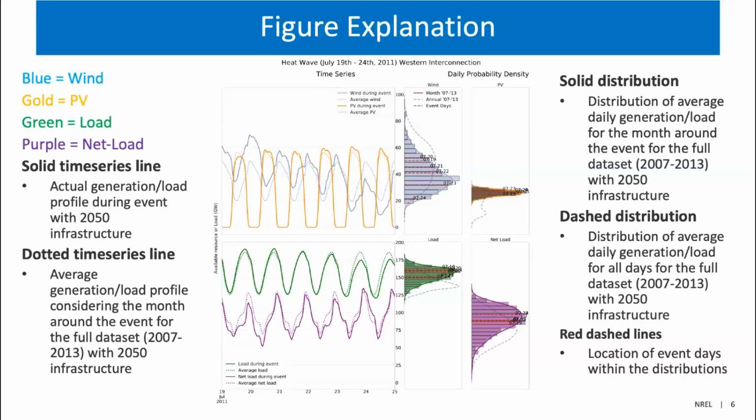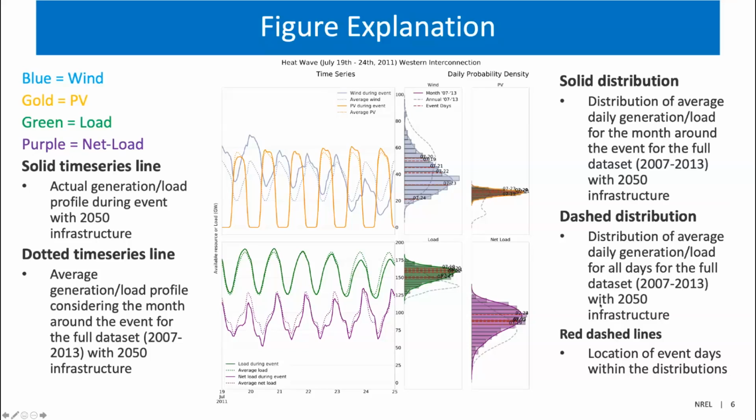The dotted line, on the other hand, is the generation or load profile, the average generation or load profile for the time around the event, looking at all of the meteorological years that we have in our data set, which is 2007 through 2013. On the right-hand side, we have statistical distributions.